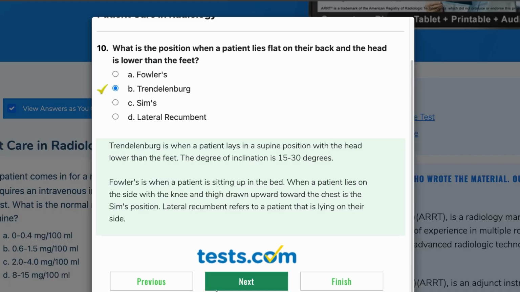The degree of inclination is 15 to 30 degrees. Fowler's is when a patient is sitting up in the bed. When a patient lies on the side, with the knee and thigh drawn upward toward the chest, it's the Sims position. Lateral recumbent refers to a patient that is lying on their side.